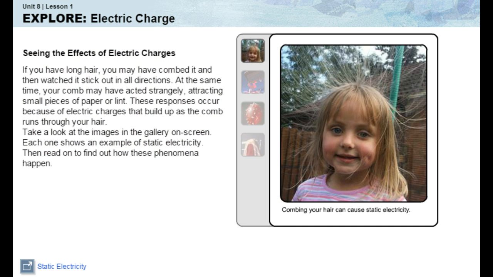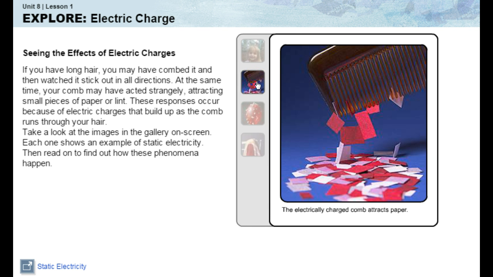So on this page, you have an explorer, seeing the effects of electric charges. If you have long hair, you may have combed it and then watched it stick out in all directions. At the same time, your comb may have acted strangely, attracting small pieces of paper or lint. These responses occur because electric charges have built up as the comb runs through your hair.